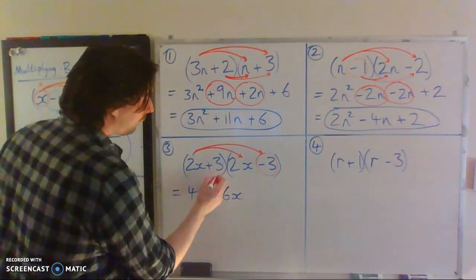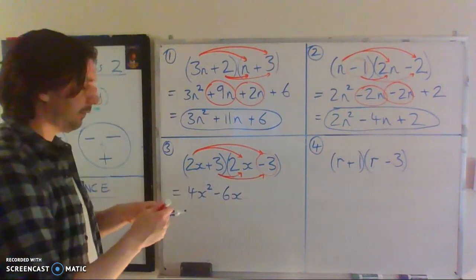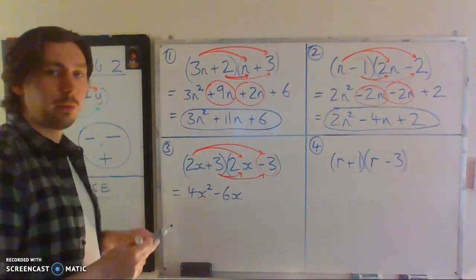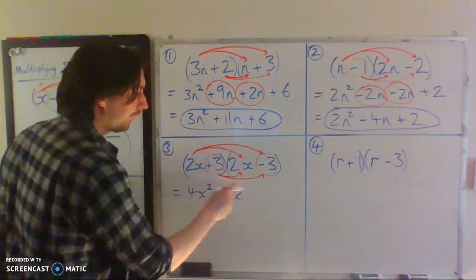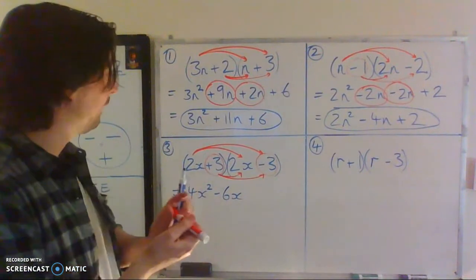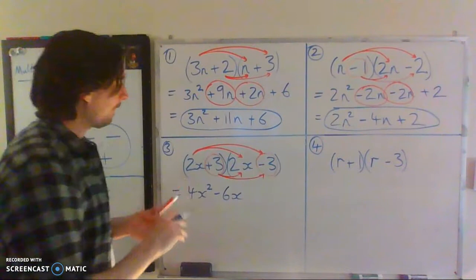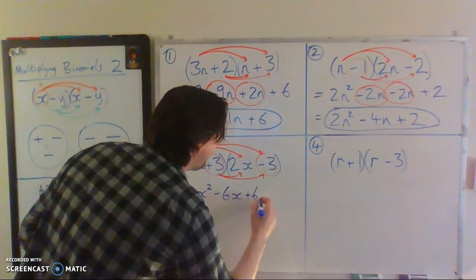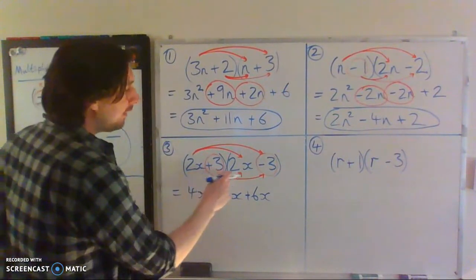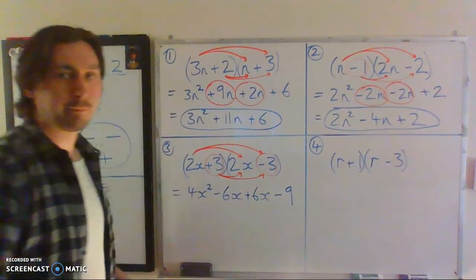Now we do 3 times 2x and 3 times negative 3. So if you're ever unsure, you can always just circle what comes before it to show what you're multiplying. Usually it's helpful when you've got a negative. Okay. 3 times 2x is positive 6x. 3 times negative 3 is negative 9.